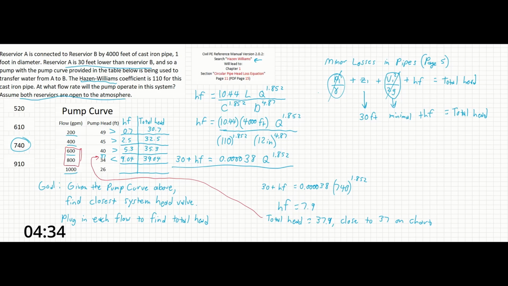So in this problem, all you have to do is identify that you need the Hazen-Williams equation and solve it out for the terms H_f and Q, and then plug in your values of Q until you can find where the total head from the flow intersects the system head for the pump.